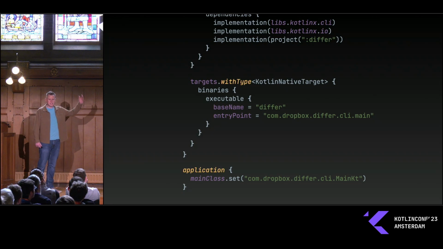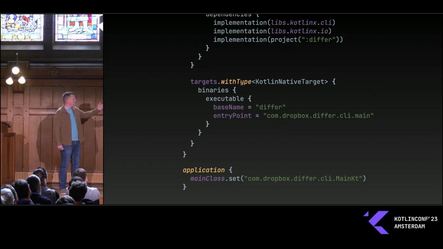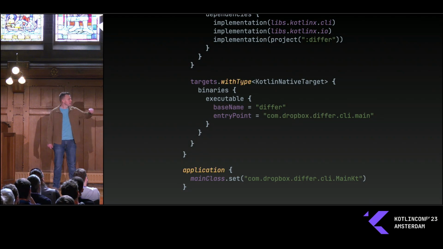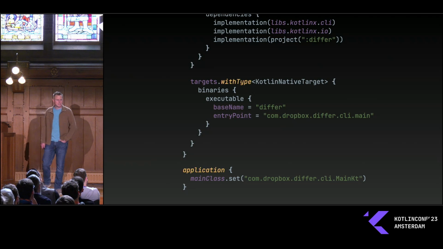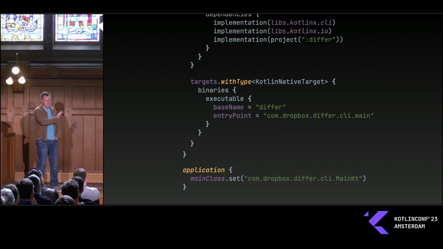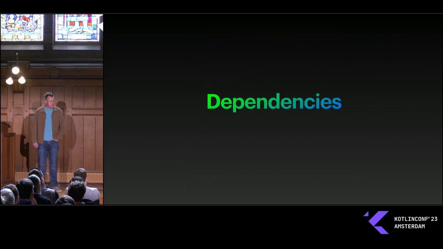In our case, we want to make an executable. We want to make some binaries. So, we do that, and you'll notice that you specify the entry point. That's really similar to the Java application plugin. You have to specify the main class and all that. That's about it for the mechanics. So let's get into those questions.